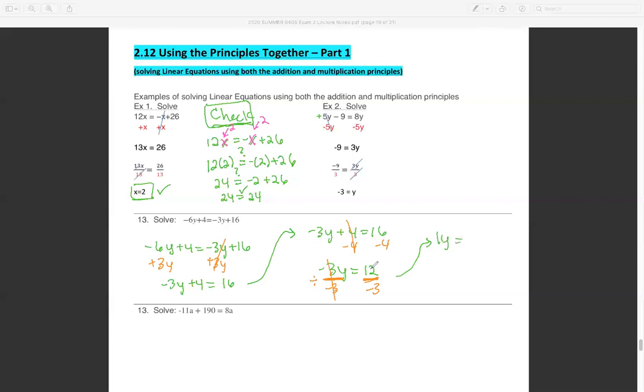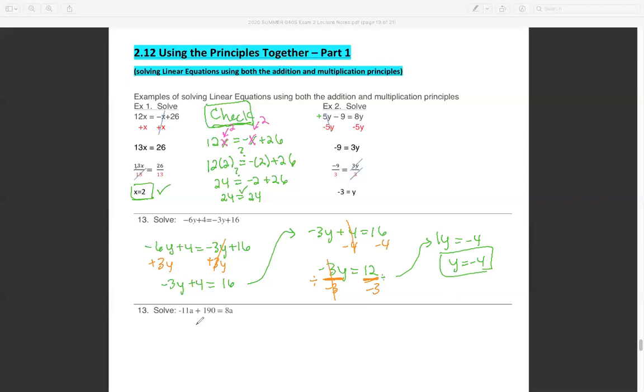And then 12 divided, remember this means divide, divided by negative 3 gives us negative 4. And again, you don't need the 1 there. So our final answer is negative 4.